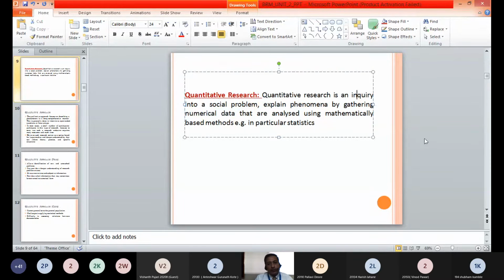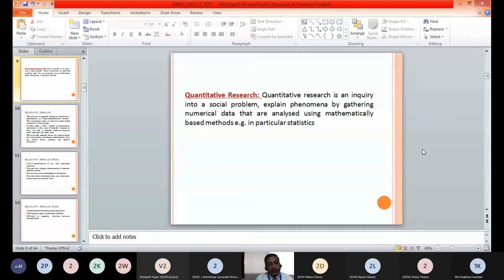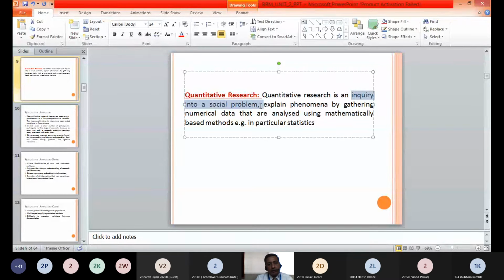But at this point we have to understand that quantitative research is all about inquiring into a particular social problem, or explaining a phenomenon, by gathering numerical data and then analyzing that numeric data by using particular statistical techniques. So that is called quantitative research.